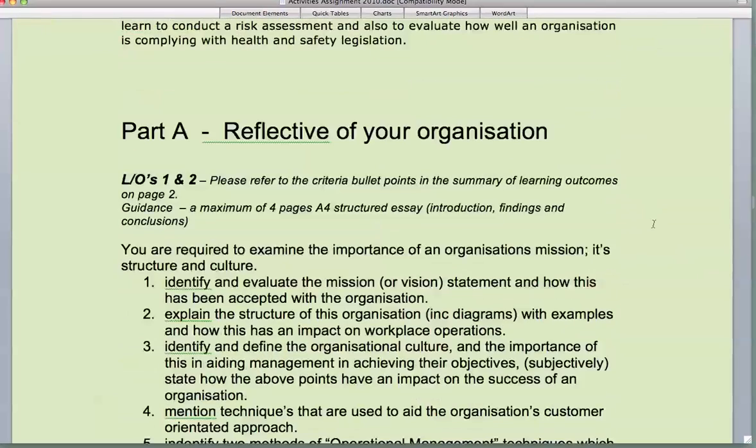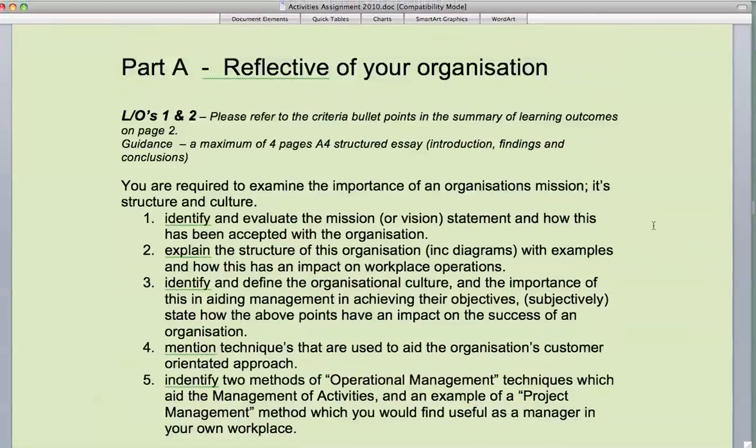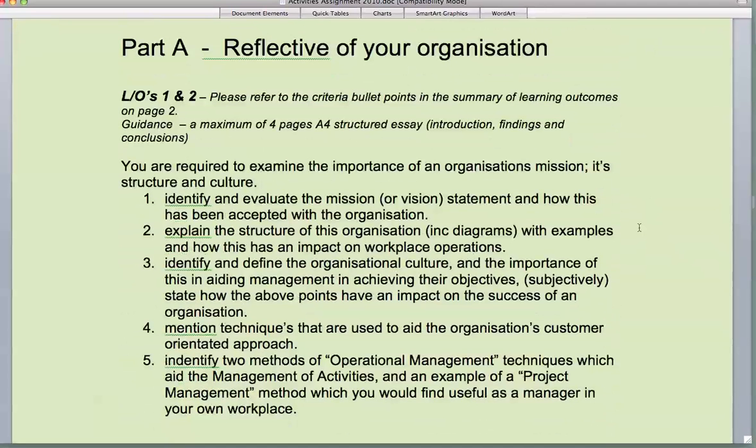Part A, reflective of your organisation. This is where you tell me about some of the academic concepts, theory, examples which we cover in the class, how these are used or potentially could be used within the workplace. As I've stressed previously, if you are not in a middle management or operational management role, maybe supervisory role, or looking to be in a supervisory middle management role, put yourself in that position, and for the purpose of this you can write it in the first person.